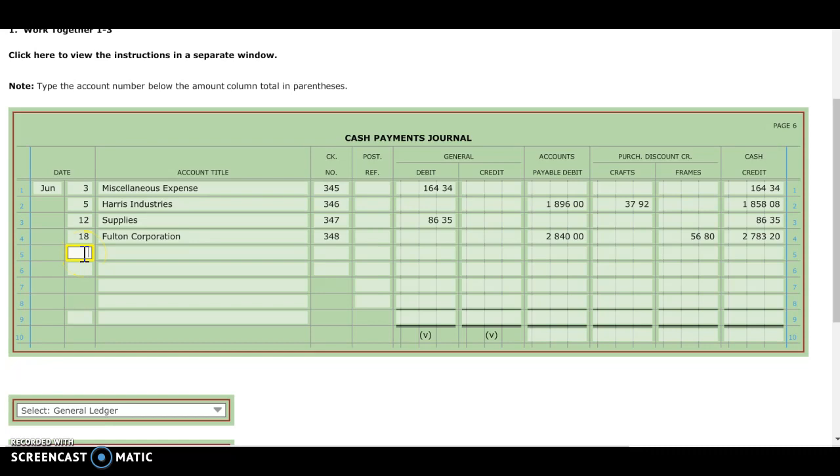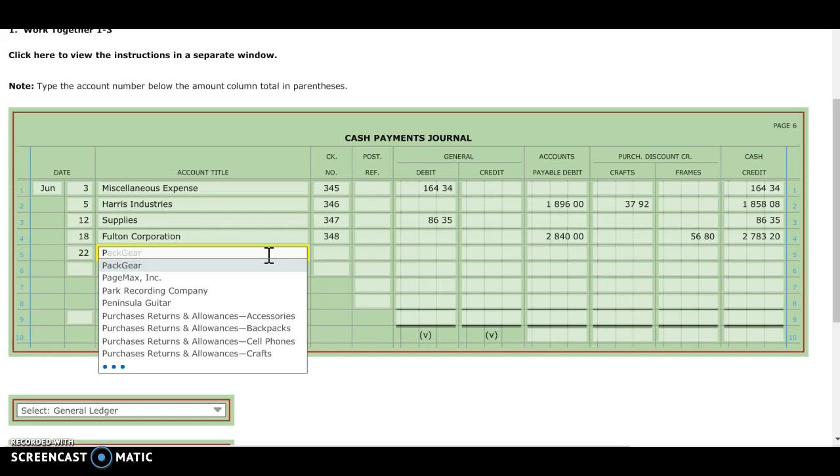June 22nd, we paid cash to Daniel Woodworks for frames, $580, check number 349. And I forgot to say too, make sure that you put the purchases discount in the frames for the previous one because it was for frames, not crafts. So just be aware of the two different discounts there. I just kind of skipped over that. All right, so we're buying frames. That is actually going to be a purchases because we're buying merchandise. Okay, so there's a lot of purchases here. We need purchases.